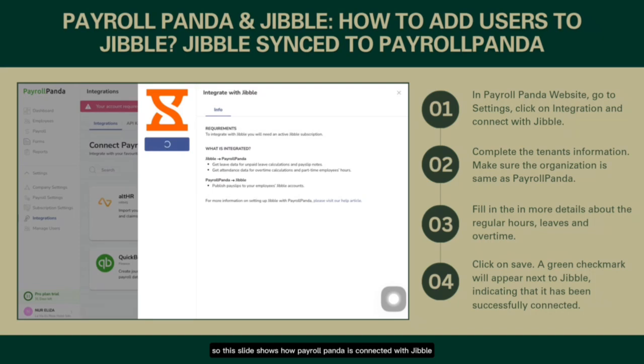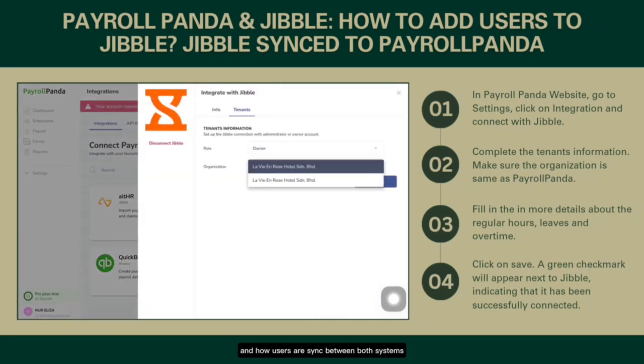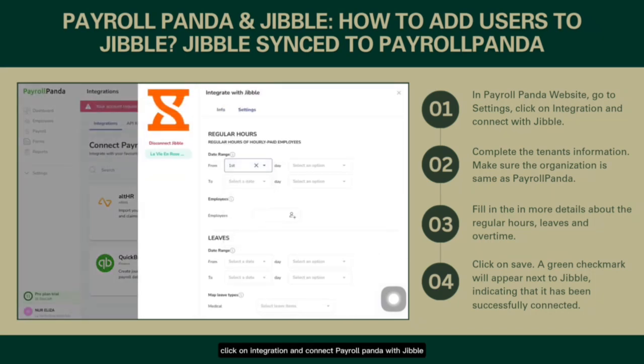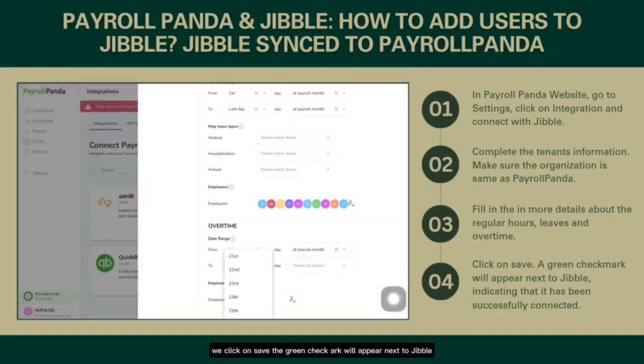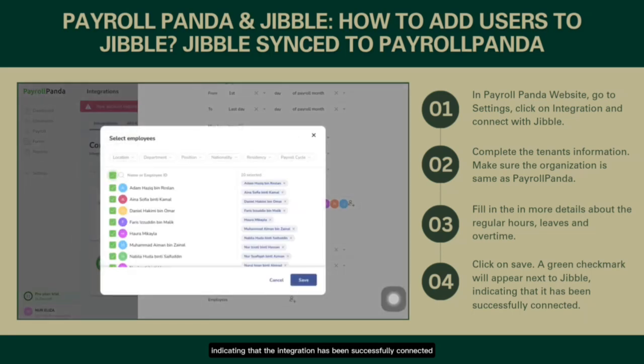So this slide shows how Payroll Panda is connected with Jibble and how users are synced between both systems. First, on the Payroll Panda website, we go to Settings, click on Integration, and connect Payroll Panda with Jibble. Next, we complete the tenant information and ensure that the organization details match those in Jibble. Then, we fill in additional details such as regular working hours, leave settings, and overtime information. Once everything is complete, we click on Save. A green check mark will appear next to Jibble, indicating that the integration has been successfully connected and synced.